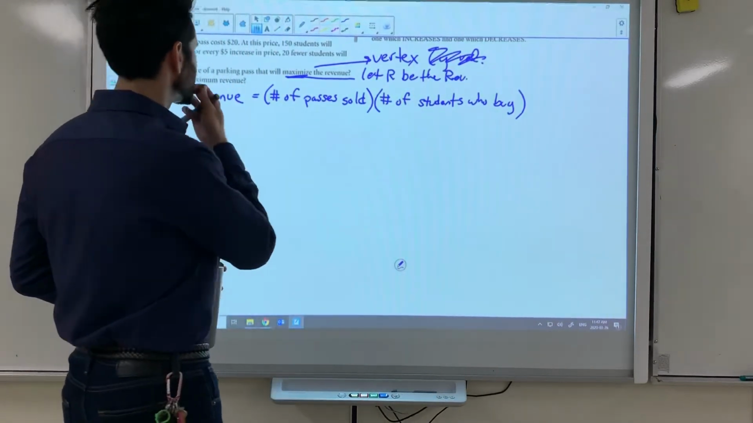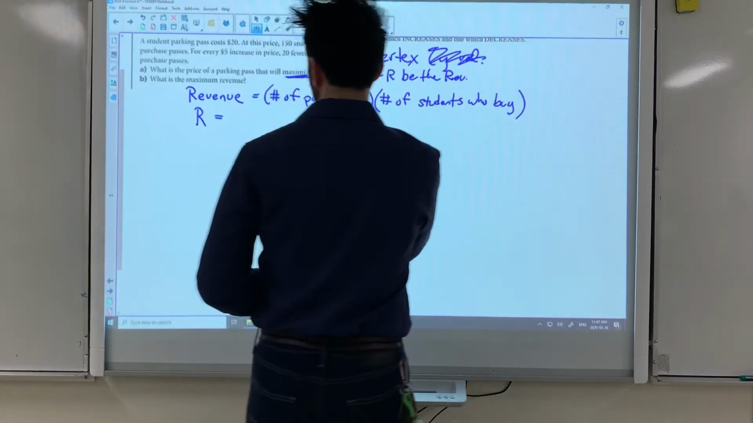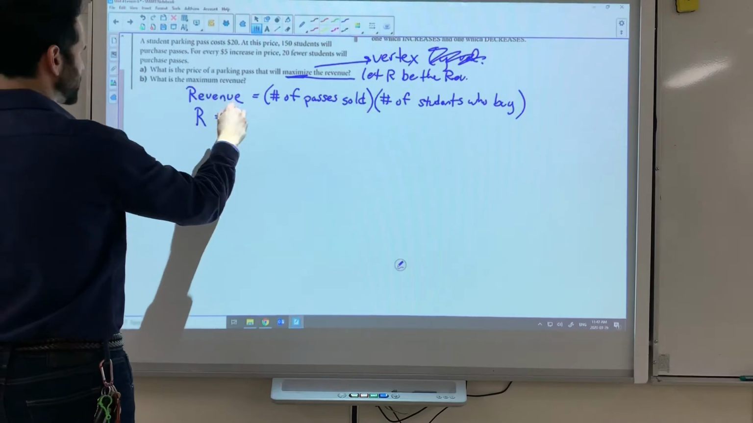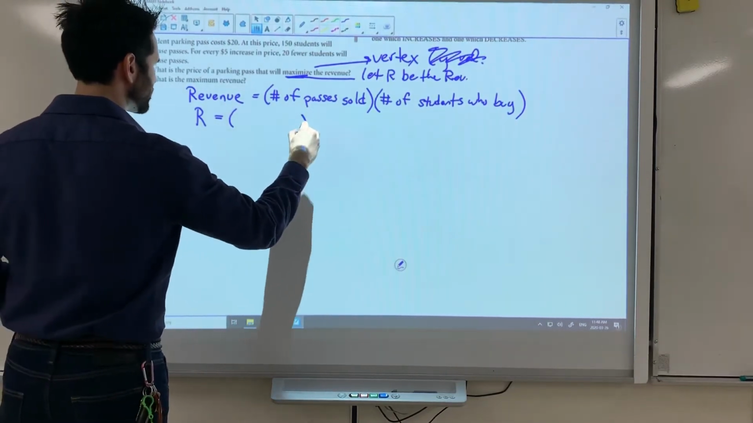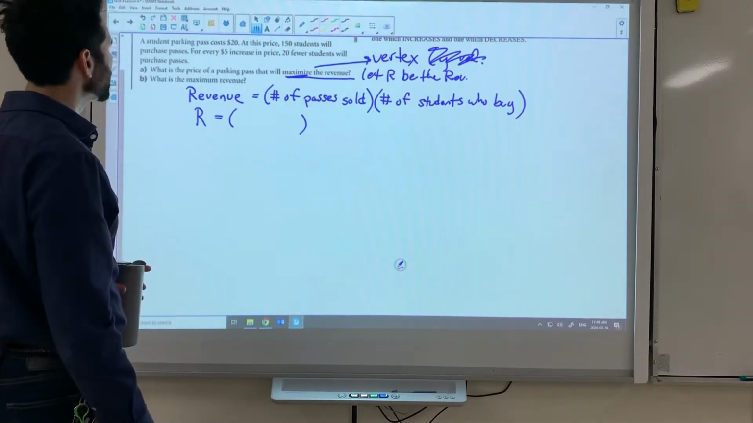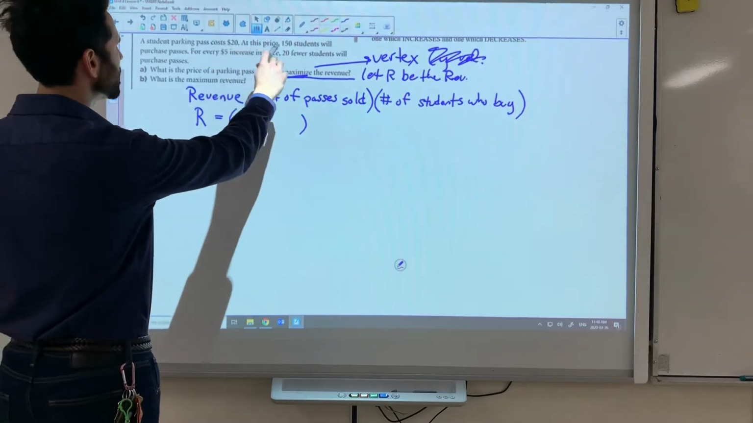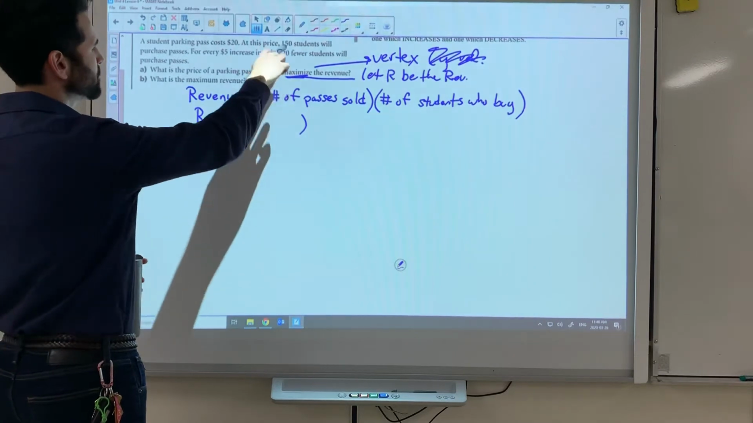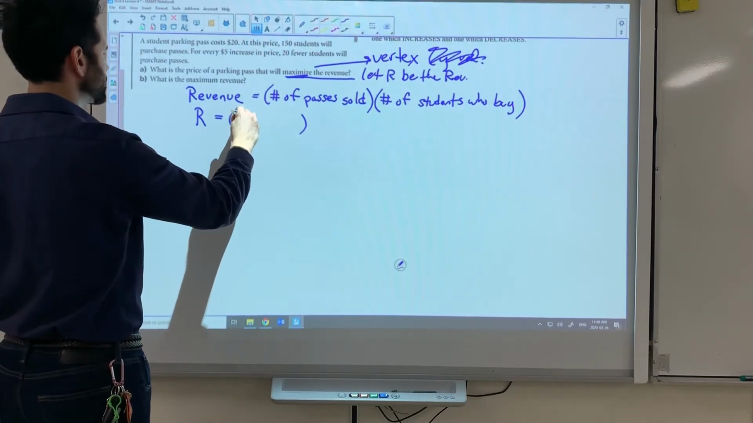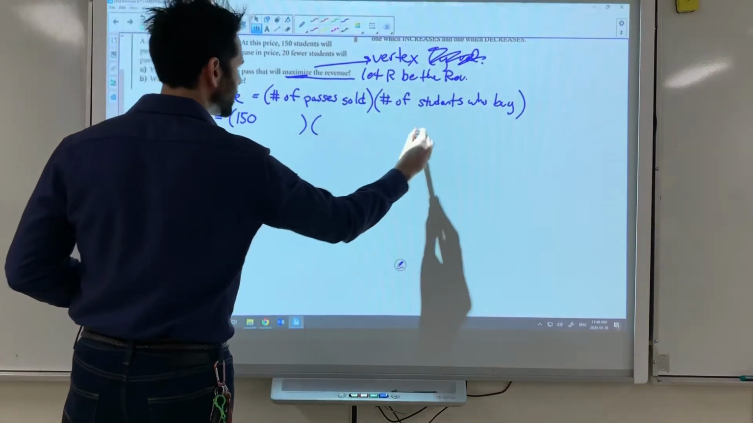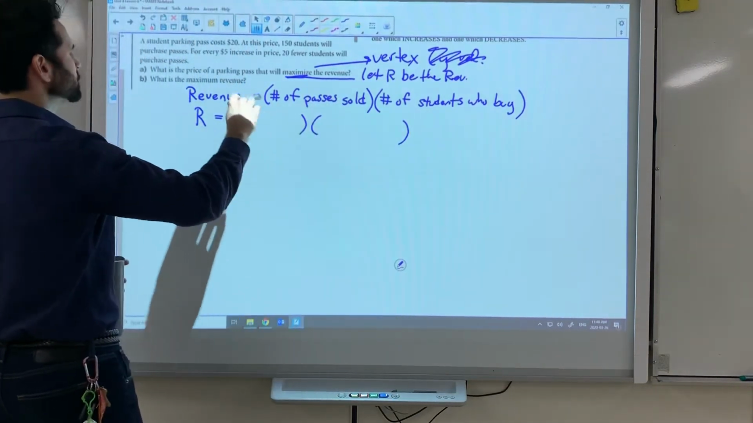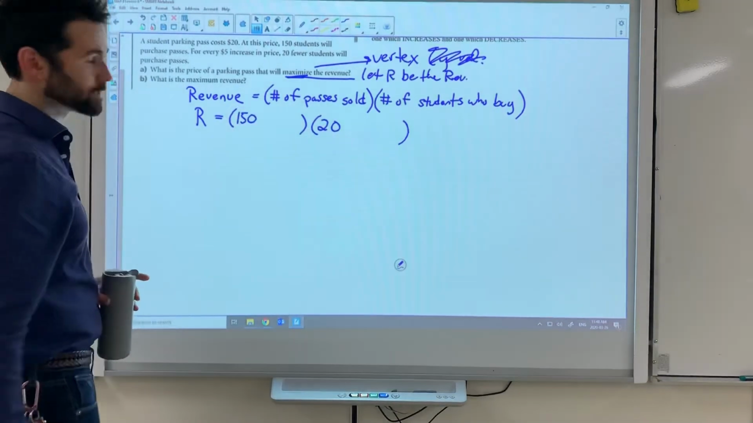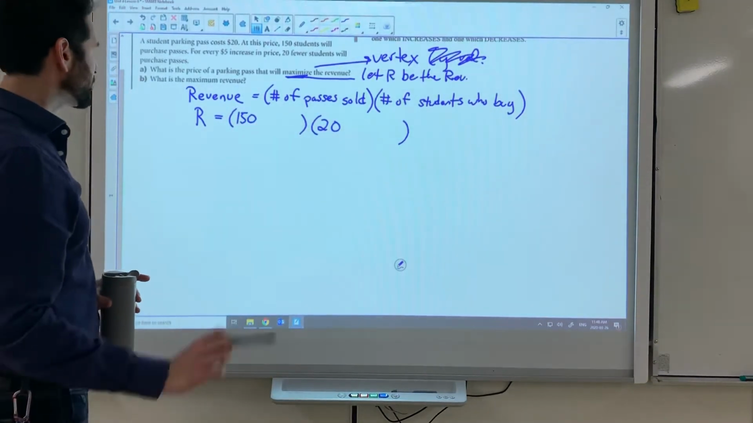What else? Well, let's see what we get. So the number of passes sold. So go back to the question. What kind of information do we have there for the number of passes sold? Well, we have the price is $20, 150 students will purchase. Right, well, number of passes sold starts with 150. Okay, what's the price? Well, the price is $20. So at $20, 150 people are going to buy the pass. Now, here's the tricky part.